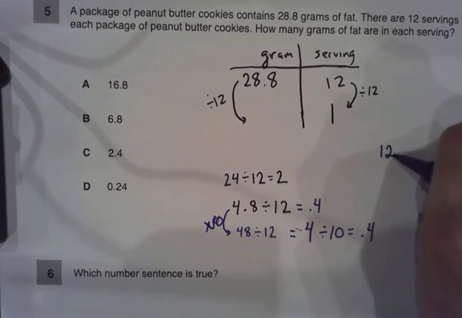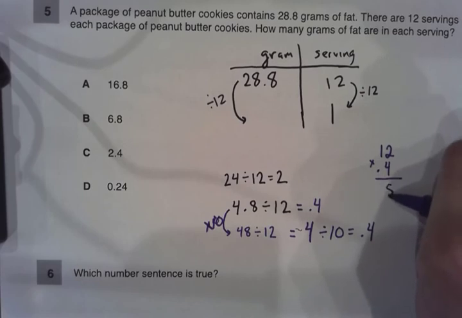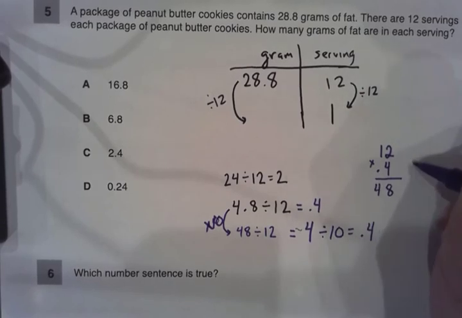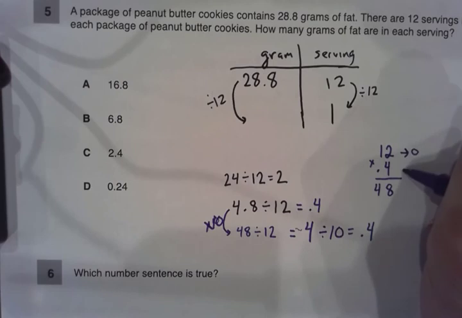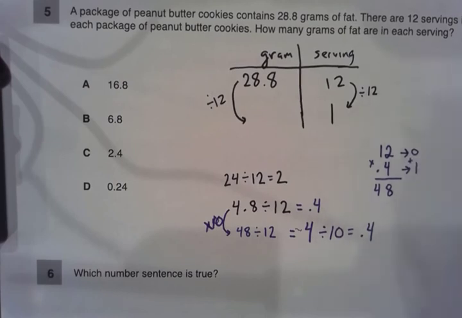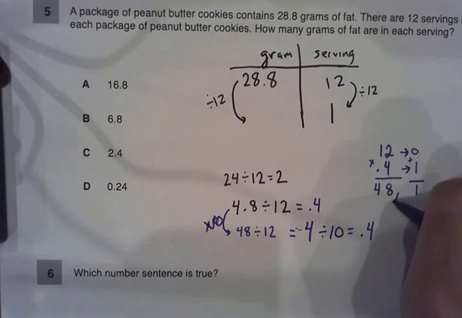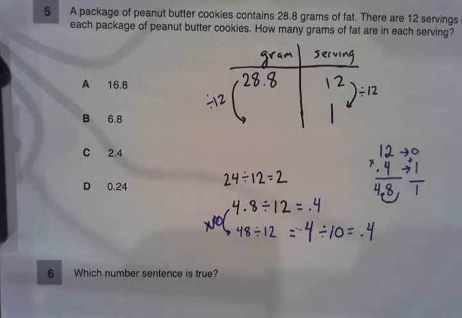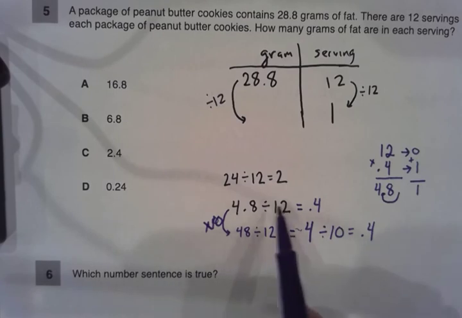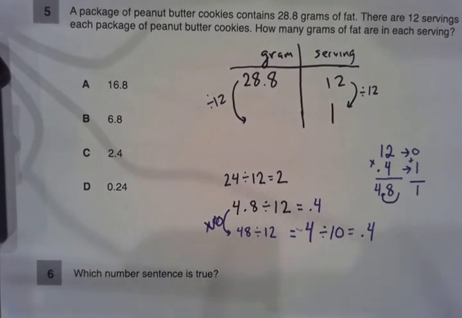Well, let's check our work just in case. So 12 times 0.4: 4 times 2 is 8, 4 times 1 is 4. Zero numbers to the right of the decimal in 12, 1 to the right of the decimal in 0.4, 0 plus 1 is 1. Now let's move the decimal 1 time over. 4.8. It makes sense. 4.8 divided by 12 is 0.4.